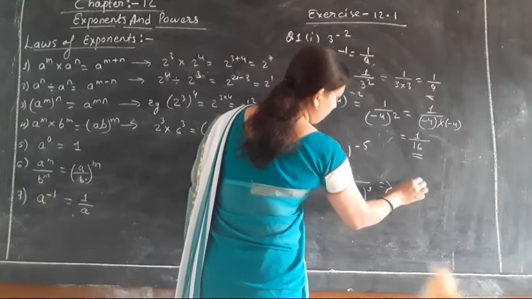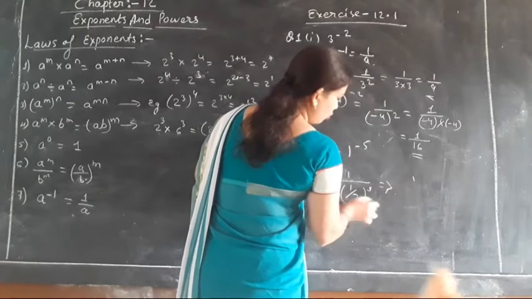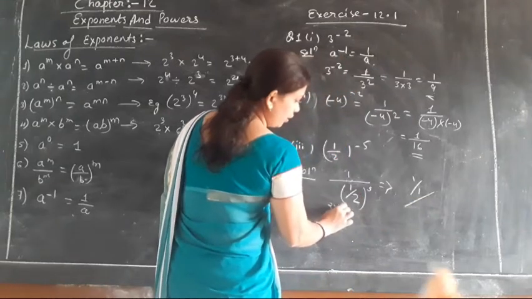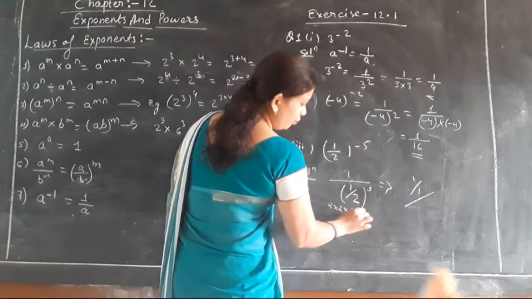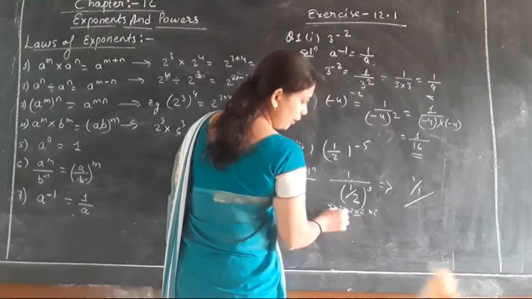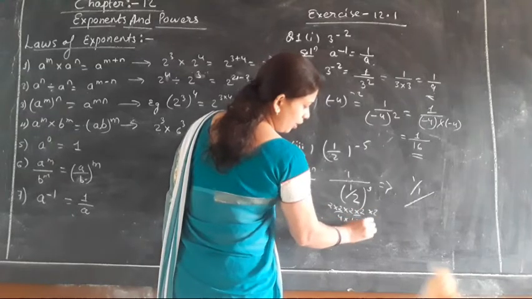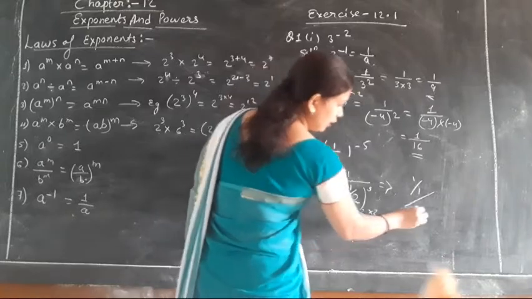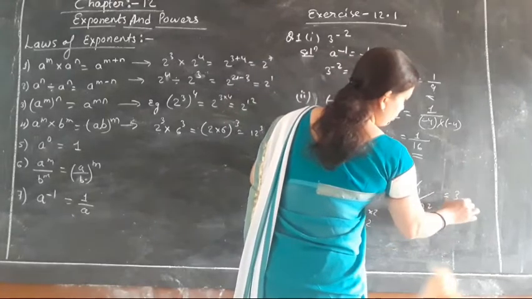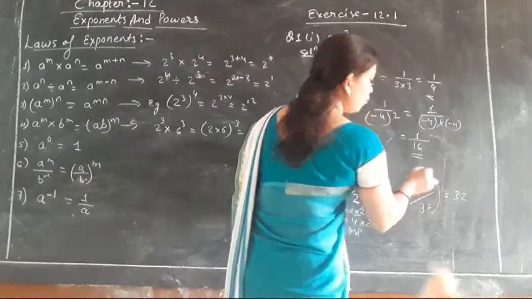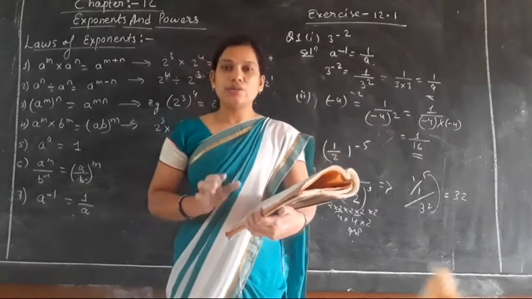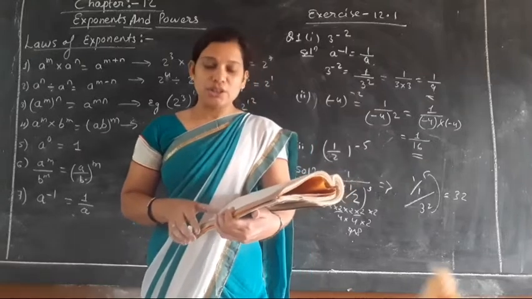So it will become 1 upon 1 by 2 into 2 into 2 into 2 into 2. How many 2s will be there? 5 twos will be there. So here it will become 4 into 2, so 8, and into 2 into 4, so it will be 32. So here the answer will be 4 together 32, because this 32 goes with the numerator 1 and gets multiplied over there. So 1 into 32 will become 32 itself.